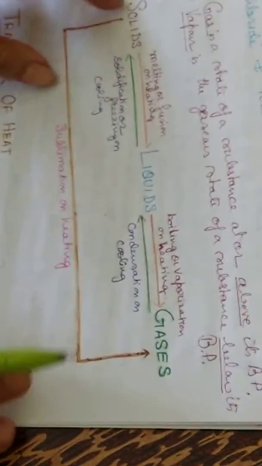Next we come to sublimation. In this process, what happens? A solid directly changes into vapor without going through its liquid state. Like dry ice, camphor, naphthalene, ammonium chloride, iodine, they change into their vapor without going to the liquid state.